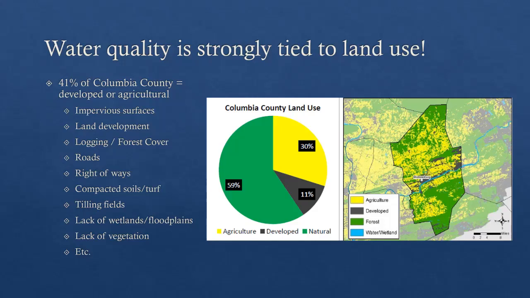And those land uses that affect runoff and what goes on with our streams include not just impervious areas, but removing forest cover, developing and building more houses, roadways, rights of way, and what we do on our fields, like compacted soils, tilling fields and that kind of stuff. There's also a really strong correlation of a lack of vegetation in a landscape being correlated with water quality as well.